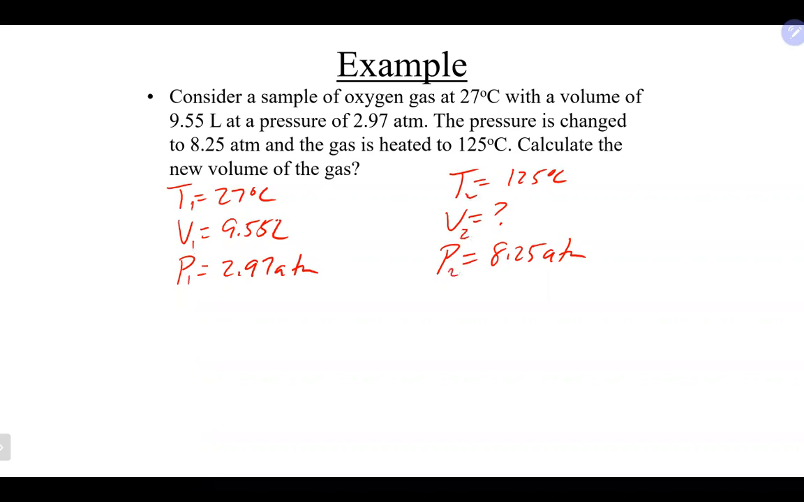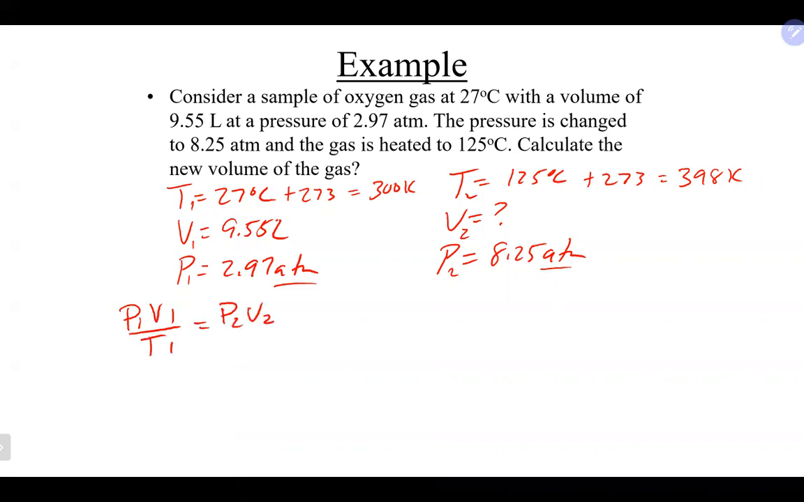By the way, it doesn't matter which ones you call ones and twos, as long as you keep the information together and put it on the same side. In this case, our atmospheres are good on both of them, which means we still need to do our conversion here. So we're going to add a 273 to each of these guys. That's going to give us a 300 Kelvin and a 398. So at this point here, P1 V1 over T1 equals P2 V2 over T2.